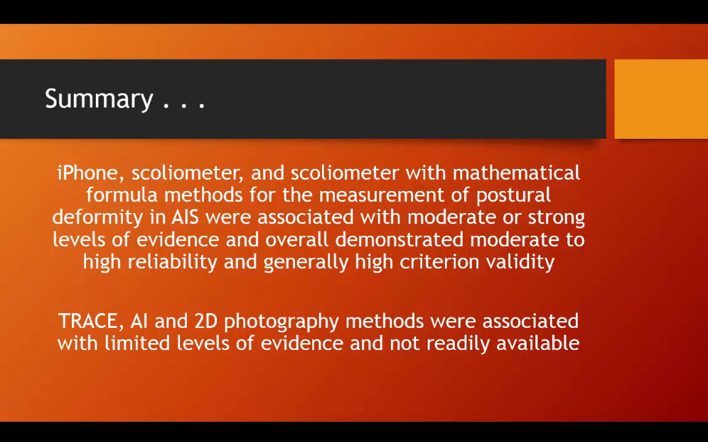The application of findings is based on the general rule that a rib hump angle of greater than 5 to 7 degrees of rotation equates to a structural curve of about 20 degrees.